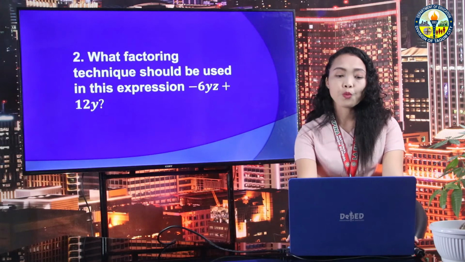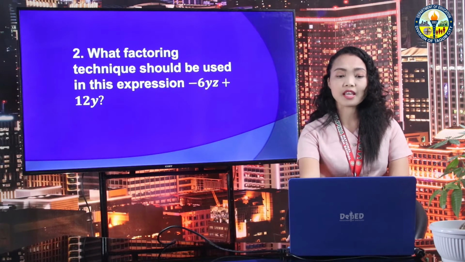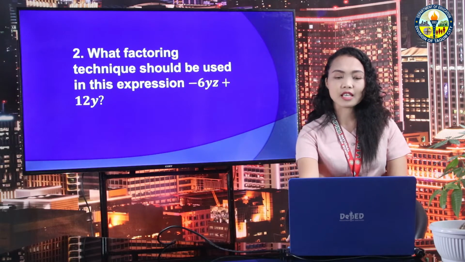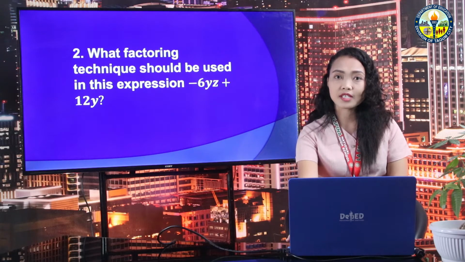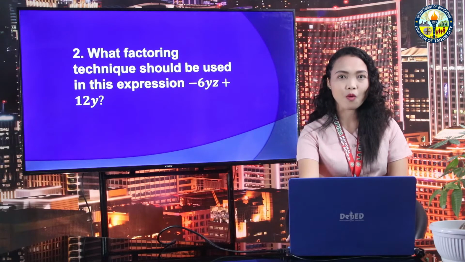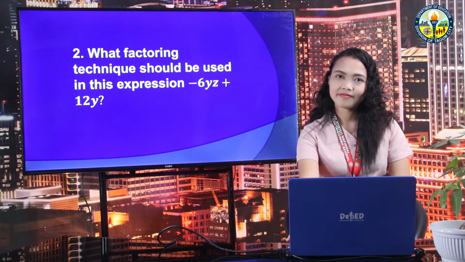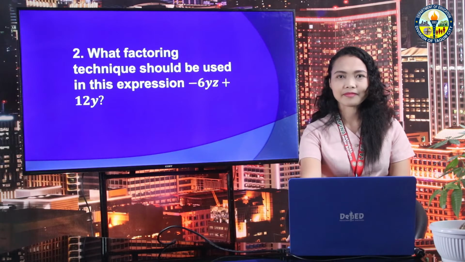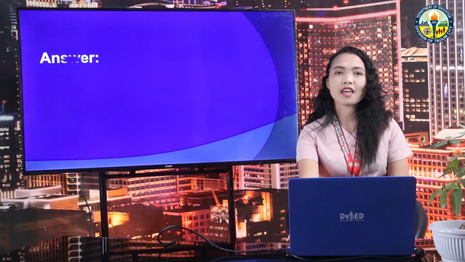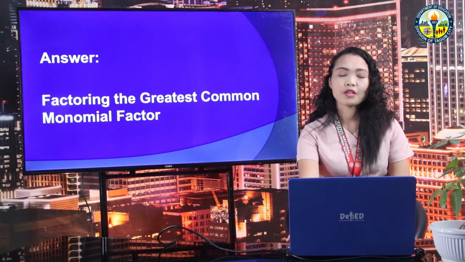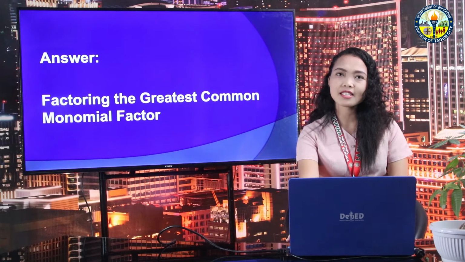Number 2. What factoring technique should be used in this expression? Negative 6yz plus 12y. Okay, as you have noticed, they have common factors, so we can use factoring the greatest common monomial factor. So this is now our main topic for today.